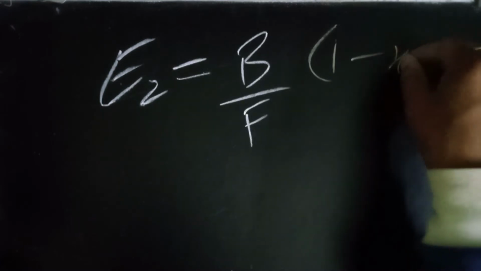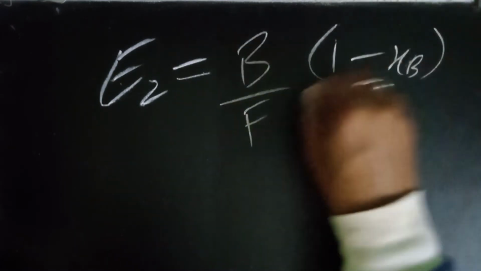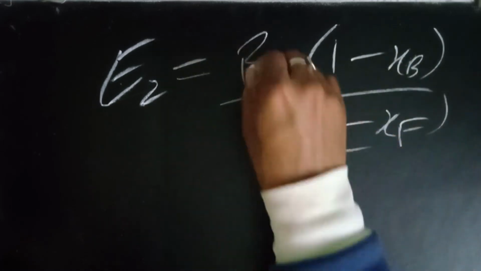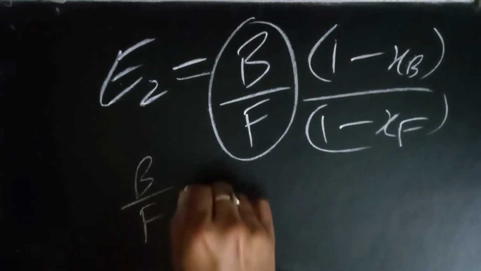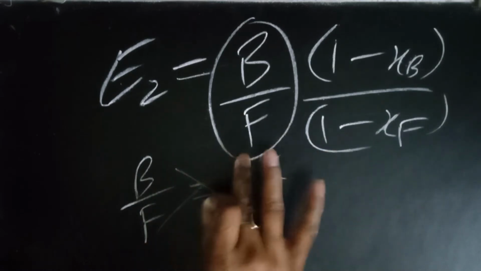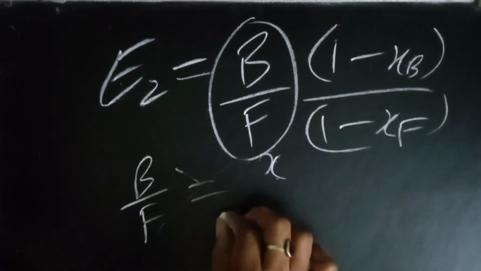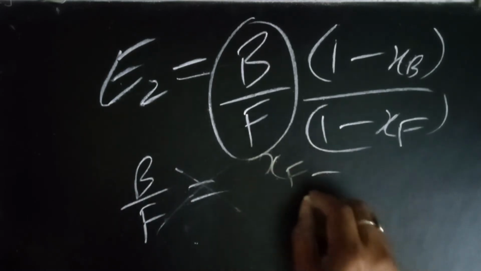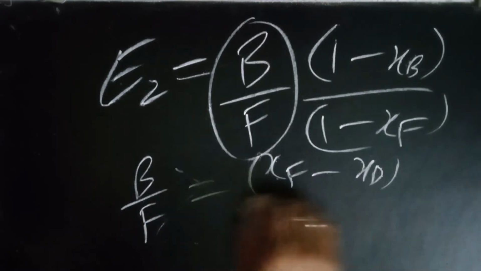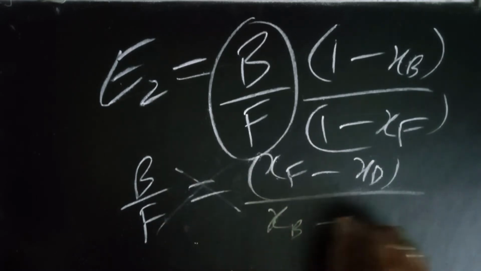And now the effectiveness 2, that is the undersize effectiveness, the oversized particle in the underflow. This is the underflow, bottom flow. So here the effectiveness will be B by F into 1 minus xB upon 1 minus xF. Here B by F could be written again like this, this is not cross, this is a way to learn this, that xF minus xD upon xB minus xD.